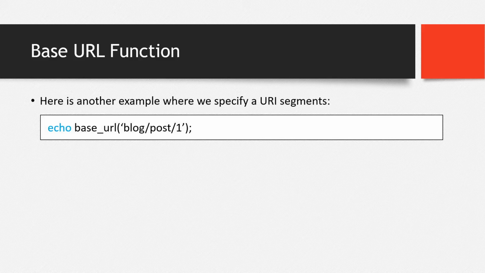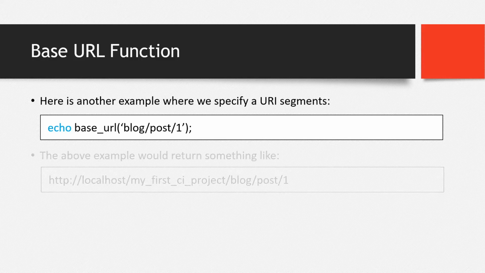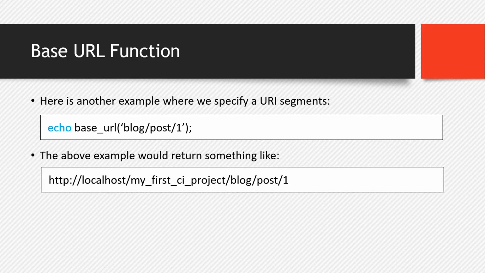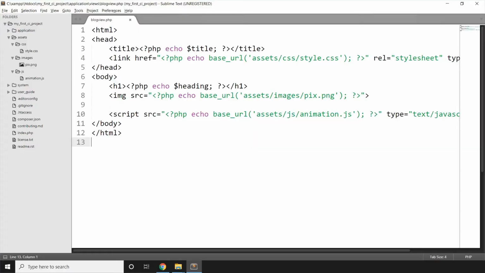Now, we can also specify or supply URI segments. Then the output will be something like this. As you will notice, guys, it did not append the index.php file here. It did not append, comparing to the site URL. Okay? So that's one of the differences. Now let's try to implement the function in our code.